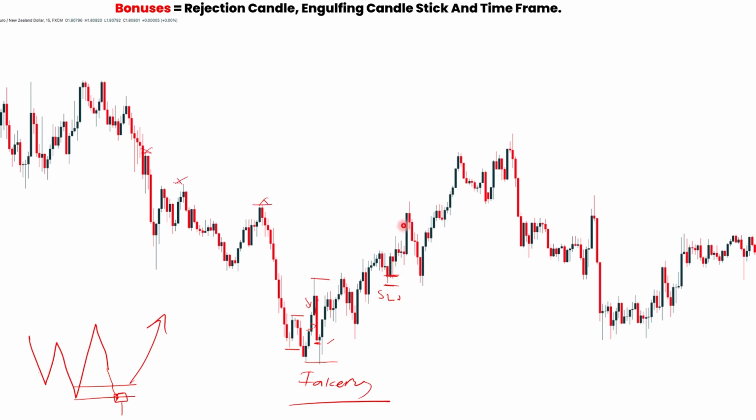So let's move up. We are moving higher. Okay, what is this? We can see that price traded above this high, made this candlestick and go short.